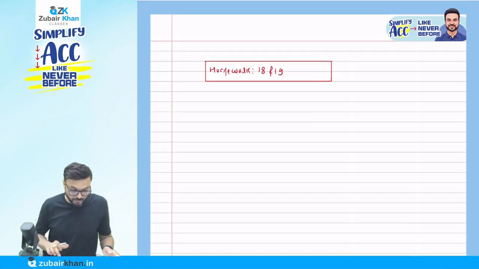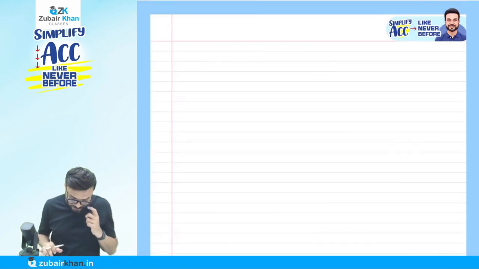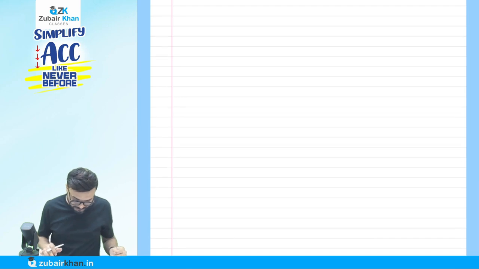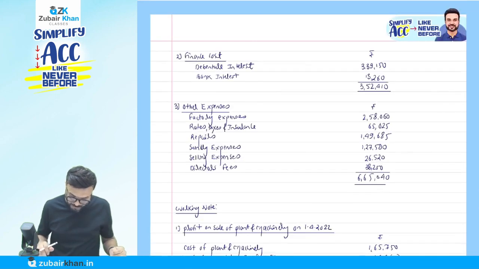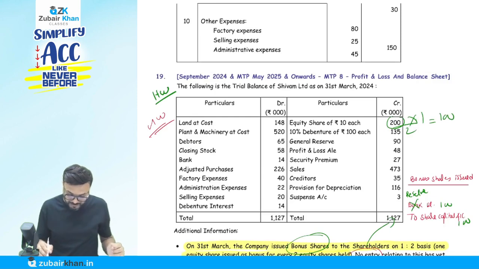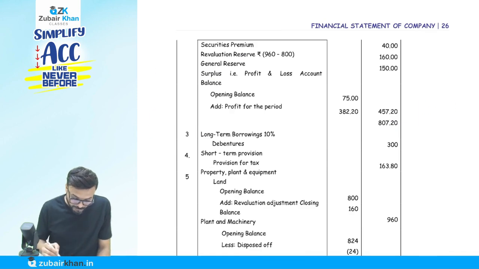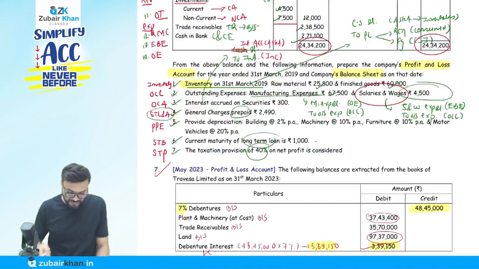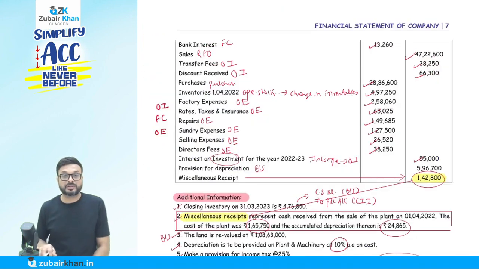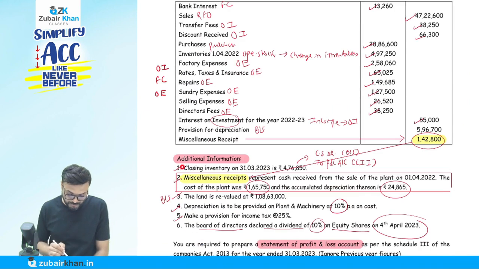Now do one thing, just write it down. One note here, and you remember this point. The question that we solved in class is question number 7. In question number 7, the first is related to closing stock, then miscellaneous receipt.